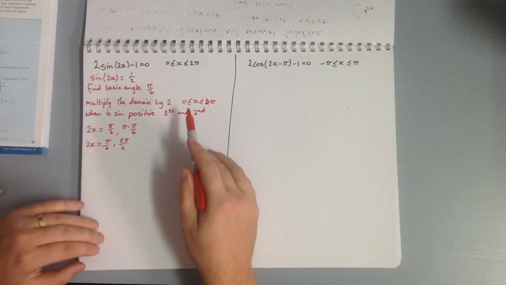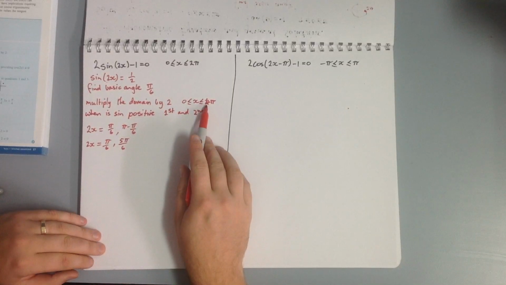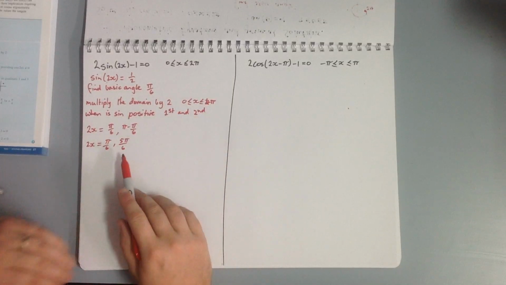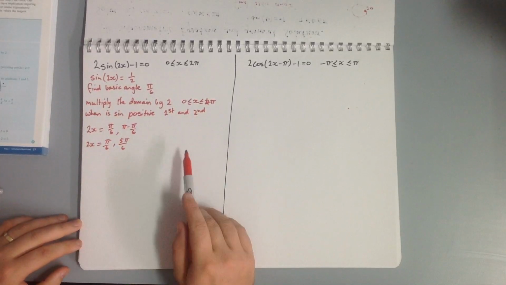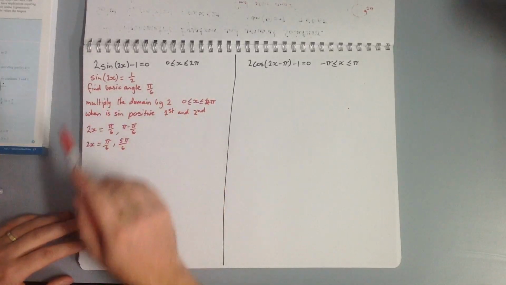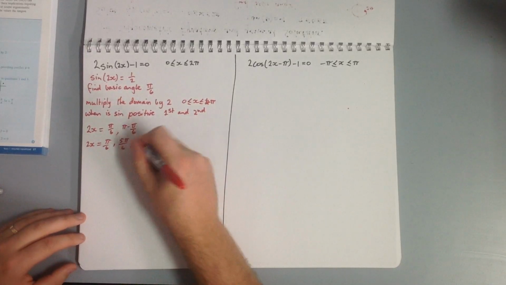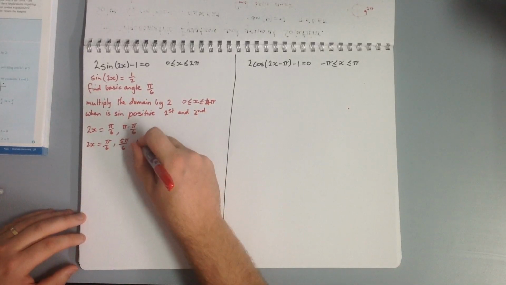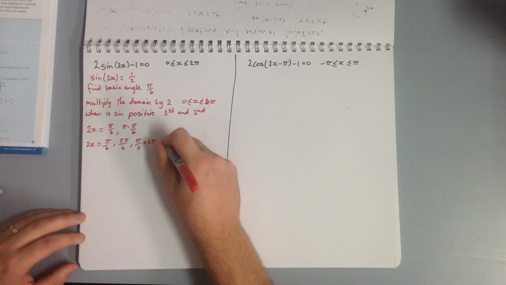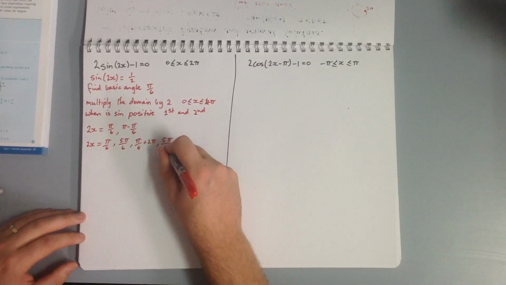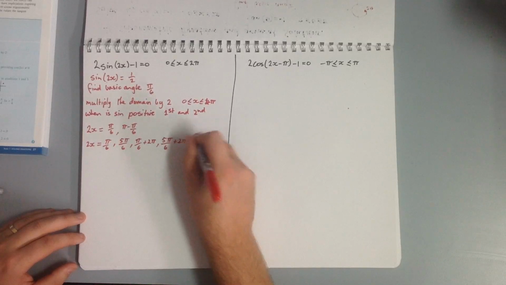However, we multiplied our domain by 2, so we've got to go up to 4 pi. All we've done so far is find our solutions in one rotation around the unit circle. So we've got to go another rotation around. But what's good about that is all we've got to do is add 2 pi to these two solutions. So it's pi on 6 plus 2 pi. It's also 5 pi on 6 plus 2 pi.